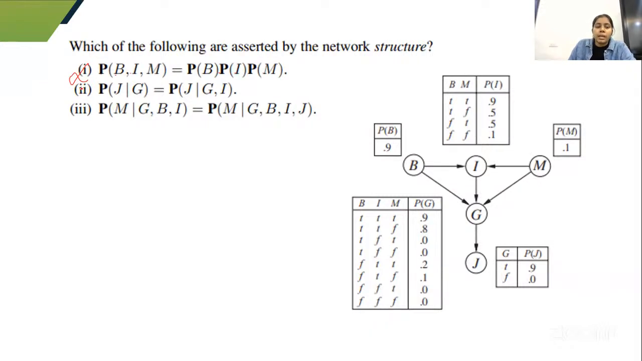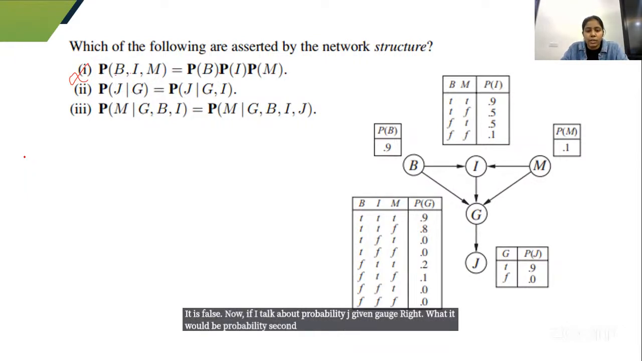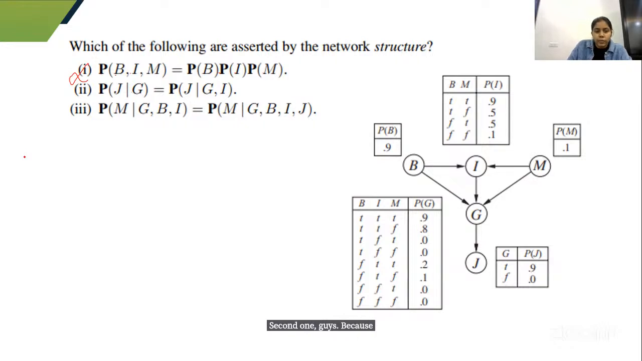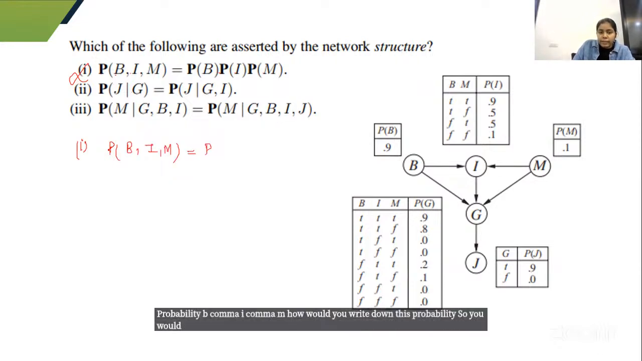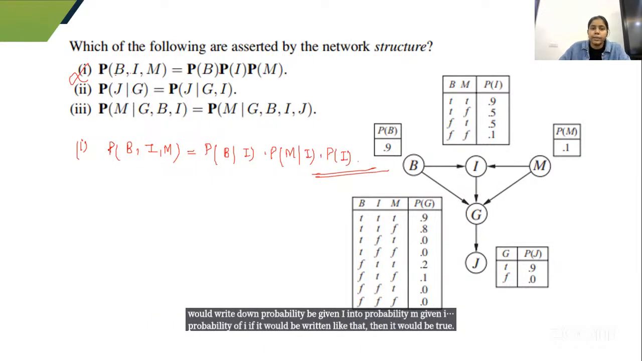Now, if I talk about probability J given G comma I, what would it be, probability J? Is the second one true or false? The first one is incorrect, guys. Let me explain the first part as well. Probability B comma I comma M: how would you write this probability? You would write probability B given I, into probability M given I, into probability of I. If it were written like that, then it would be true, right?